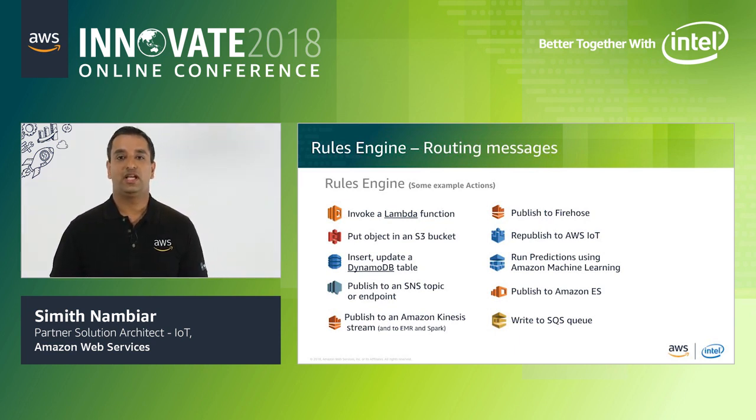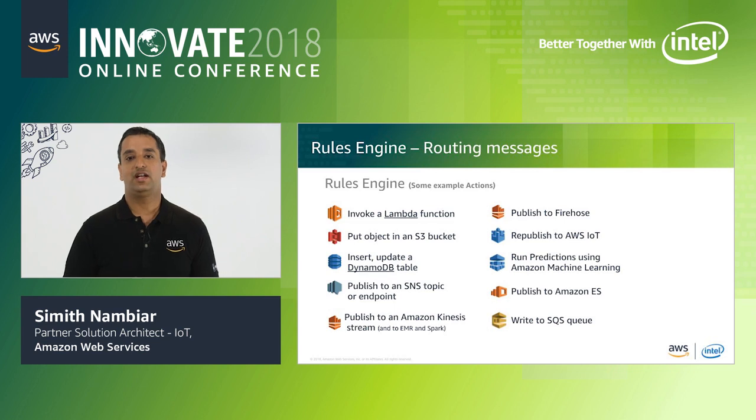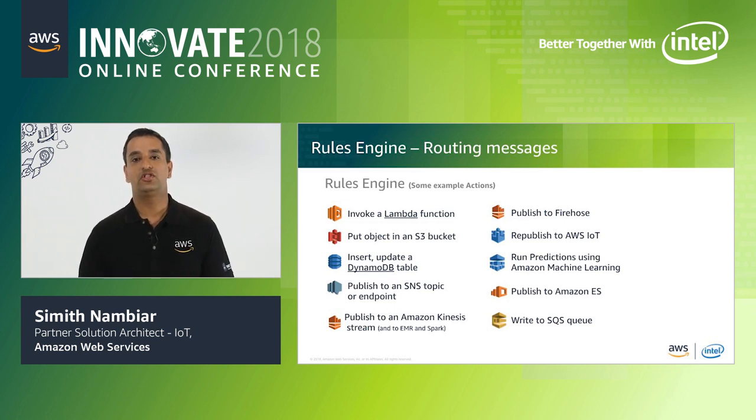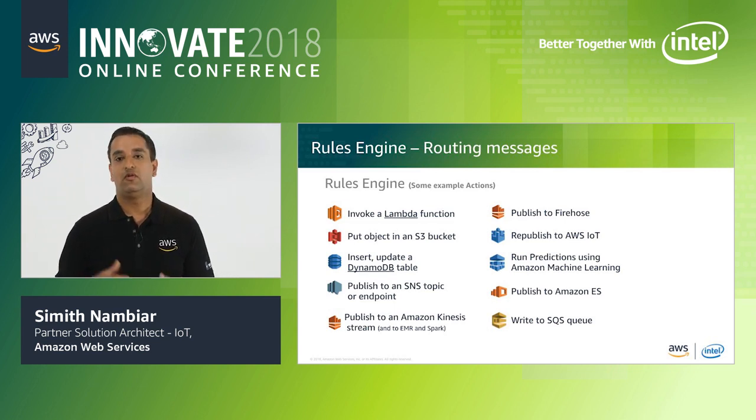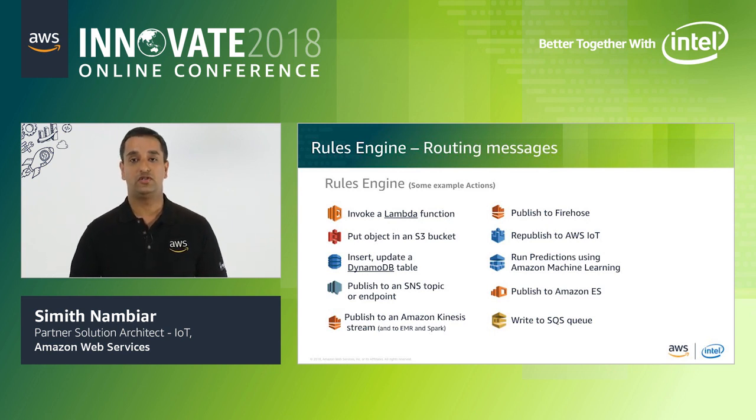Before AWS IoT can perform these actions, you must grant it permission to access your AWS resources on your behalf. When the actions are performed, you incur the standard charges for AWS services you use.